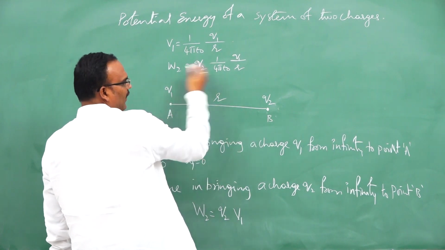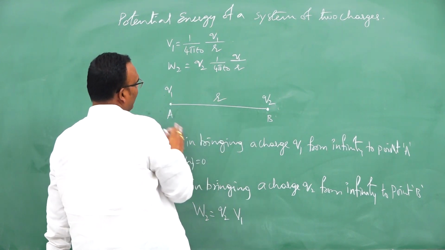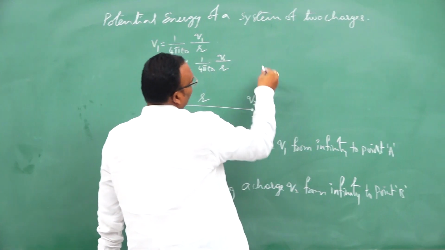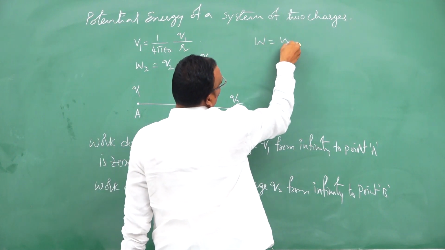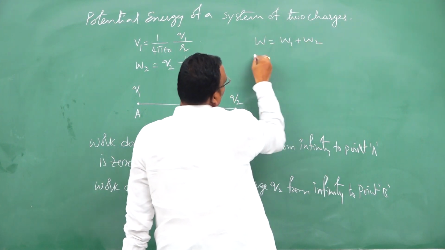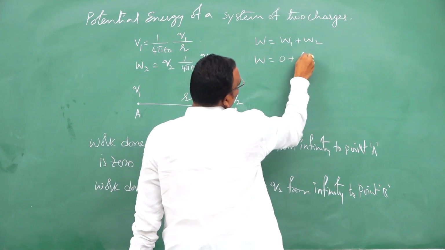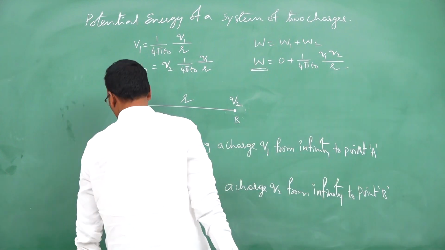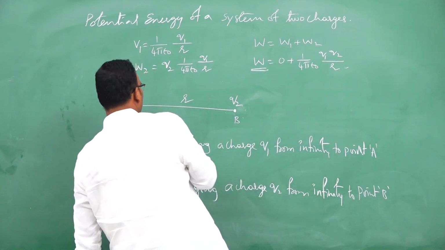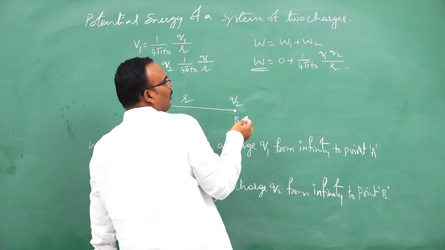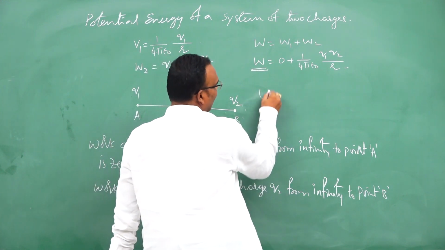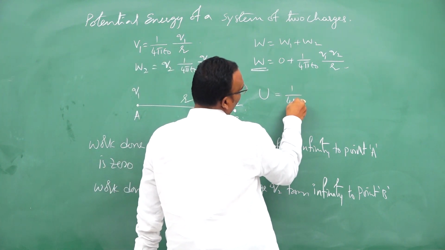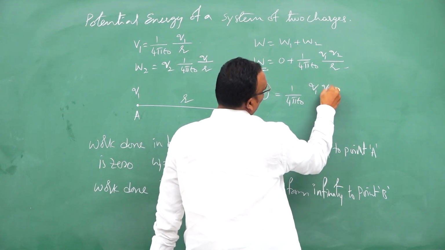So we have formed a configuration: Q1 and Q2 are separated by a distance r. For this configuration, the potential energy, that is the total work done, is equal to W1 plus W2, that is 0 plus 1 by 4 pi epsilon naught Q1 Q2 by r. The work done to bring these two charges to position A and position B will be stored in the form of potential energy in the system of charges. So that potential energy is 1 by 4 pi epsilon naught Q1 Q2 by r.